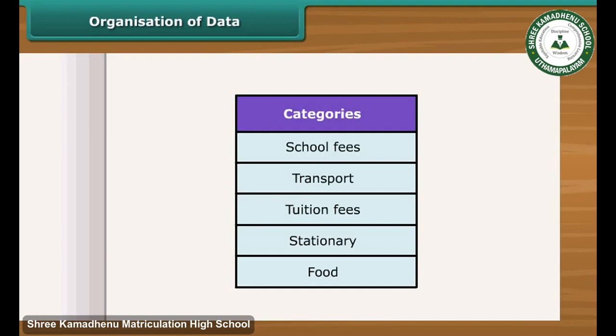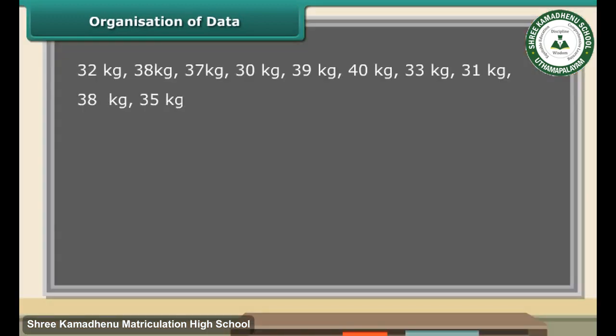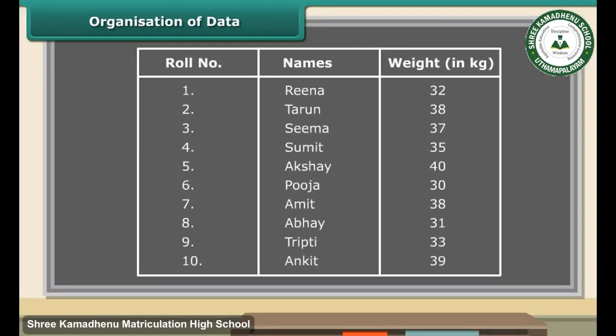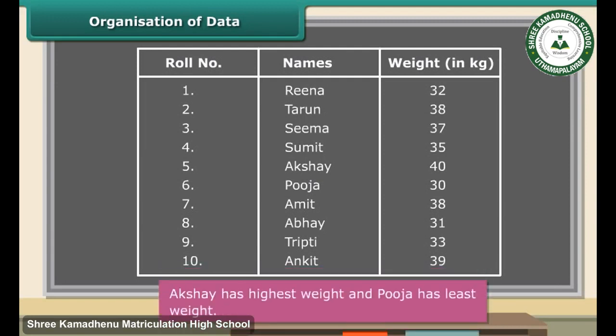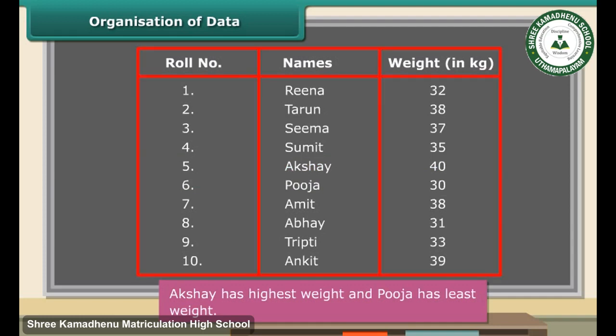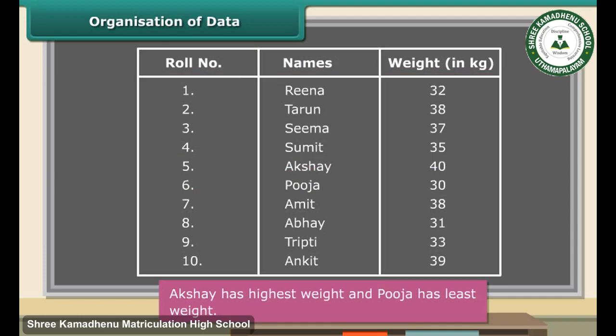We collect data to record and organize it. But why do we need to do that? Look at the following data. A class teacher of class 7th listed the weight of 10 students in this way. Is this data easy to understand? Now look at this data. You can easily know which student has the maximum weight and which has the least. So when we put data in a proper table, it becomes easy to understand and interpret.